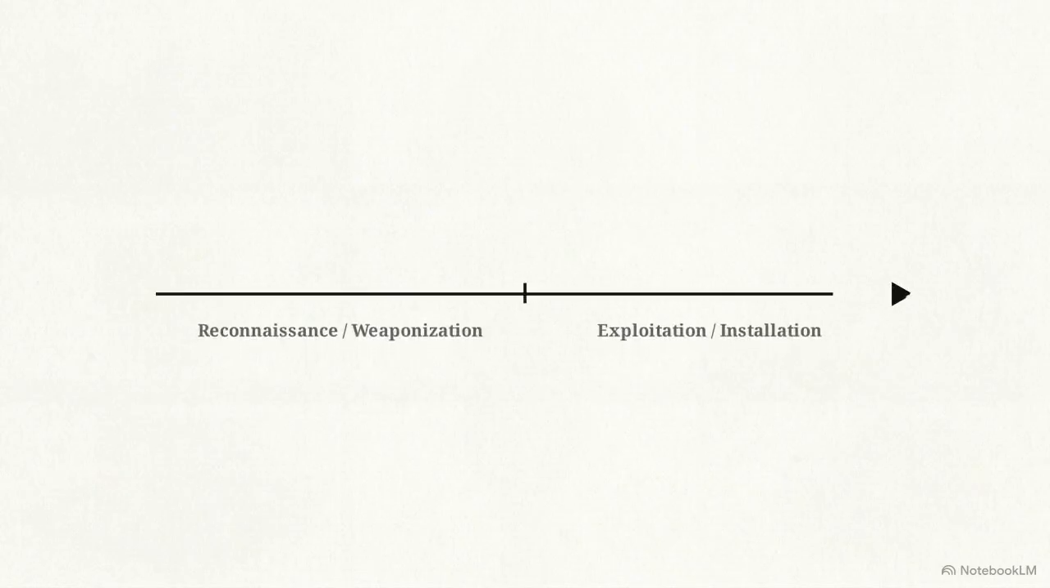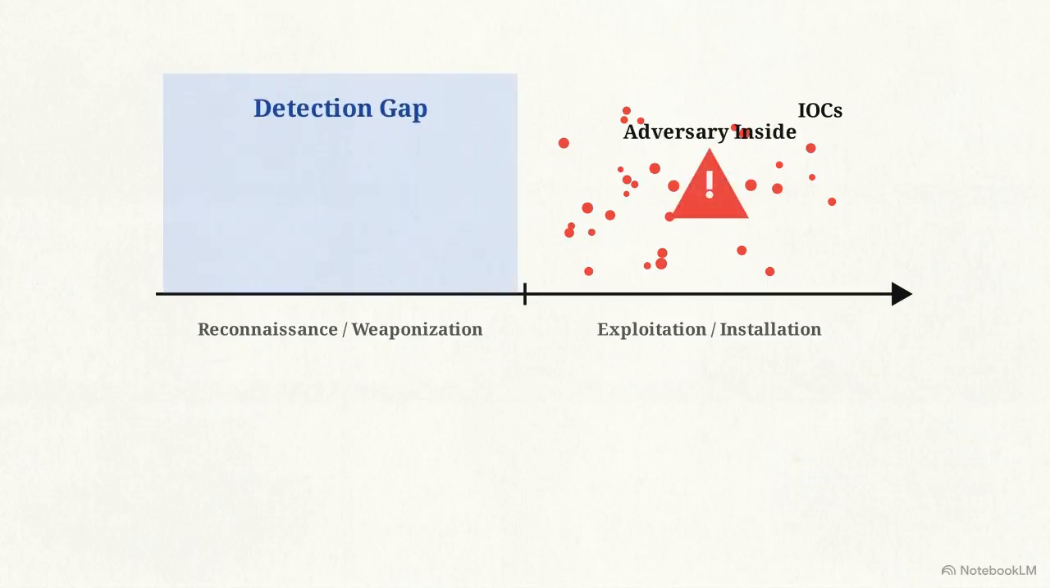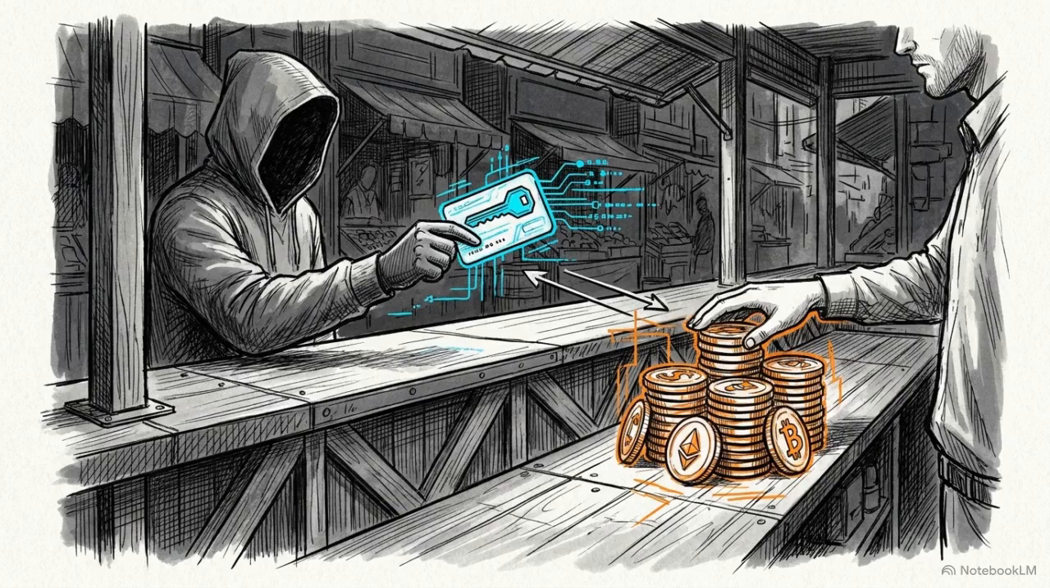Look at this attack timeline. Standard IOCs cluster on the right, meaning the adversary is already inside. This leaves a massive gap on the left, where threat actors plan and trade access underground. During this invisible preparation phase, stolen credentials and remote access points are actively sold to the highest bidder, without triggering a single internal enterprise alarm.